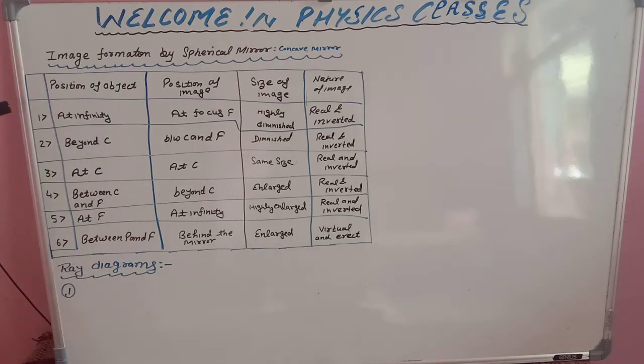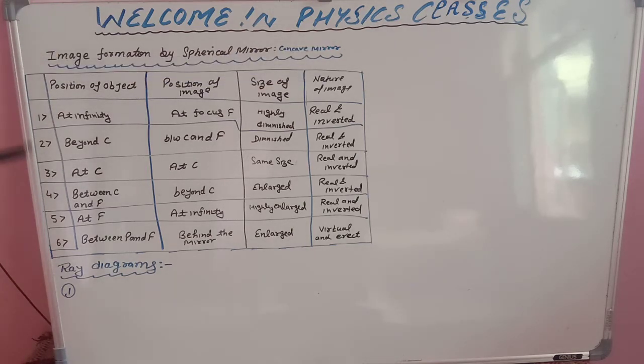So students, you can see here that I have made 4 columns. First column is position of object, means where your object is situated. Okay, second is position of image, means where your image will be formed. Third is size of the image. What will be the size of image? Will it be more than the object or will it be less than the object? Okay. Nature means how it will look like. It will be real or it will be virtual. It will be erect or it will be inverted. So that is called as nature.